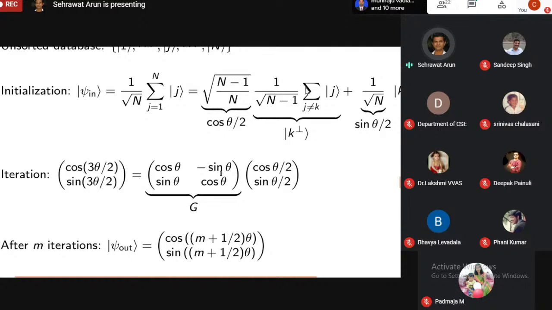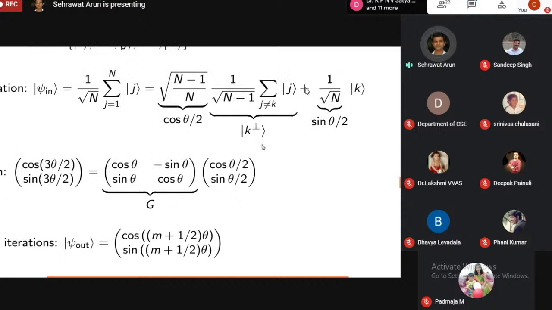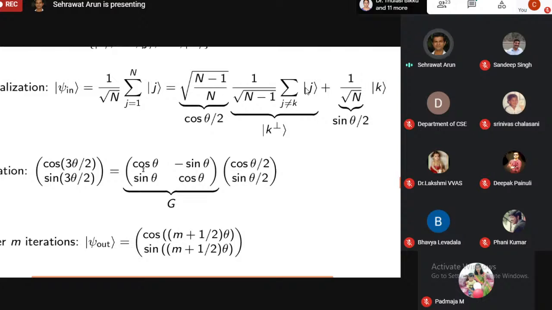The number of steps depends on N, the number of items, and also on how many items in your database match the query. If you are looking for, let's say, a tiger, how many times does tiger appear, or how many different tigers are there in the database. Anyway, this is a rotation, and if you do simple mathematics, the angle increases.